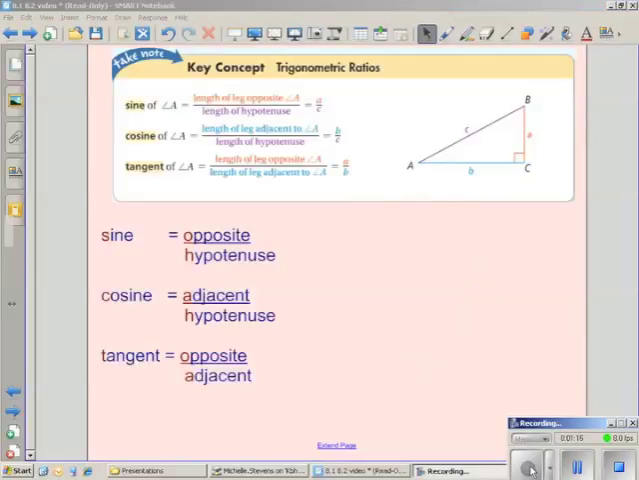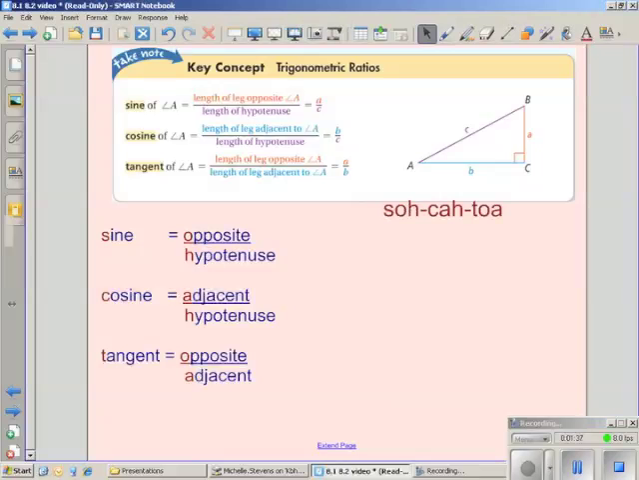Trigonometric ratios. To find the sine of an angle, we use the ratio opposite side over hypotenuse. To find the cosine of an angle, we use the adjacent side over the hypotenuse. And to find the tangent of an angle, we use the opposite side over the adjacent side. Now, an acronym to help us remember that is called SOHCAHTOA.